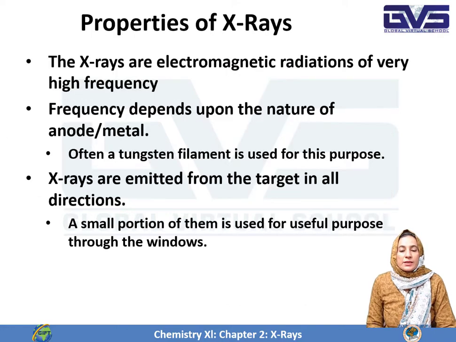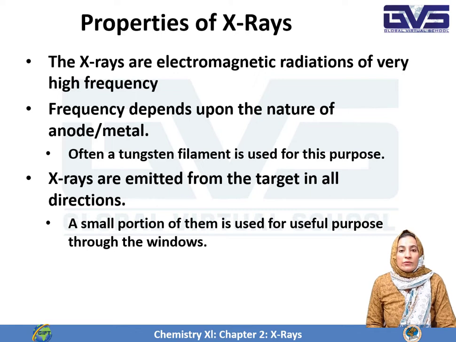And these X-rays are basically electromagnetic radiations of very high frequency. High frequency means high energy. High energy means low wavelength, shorter wavelength, and high frequency means higher wave number. And these are electromagnetic radiations. They travel in space creating an electromagnetic field, and like ultraviolet radiations are also electromagnetic radiation. Visible light or infrared, these all are electromagnetic radiations.